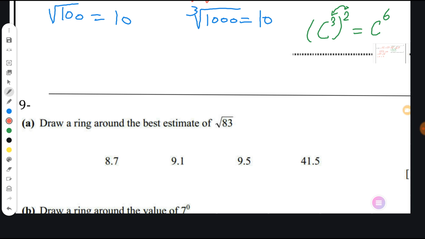Which one is very near to the real number? If you know and memorize that the nearest perfect square number to 83 is 81, because it's 9 squared, and then we add 2, it's 83. So it's 9 point something. So the nearest number here is 9.1, okay? Also, you can use the calculator, but also you can solve it in your mind, okay? And this is about what is the square root and what is the cube root, what are the square numbers, what are the cube numbers, okay?